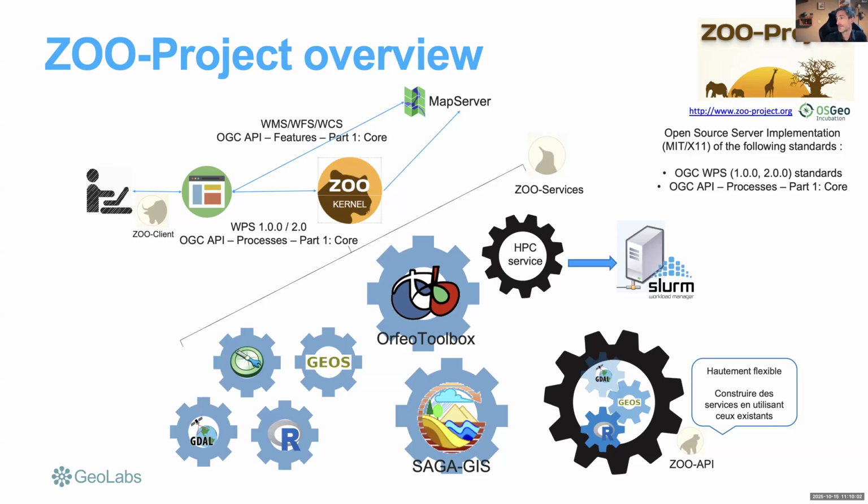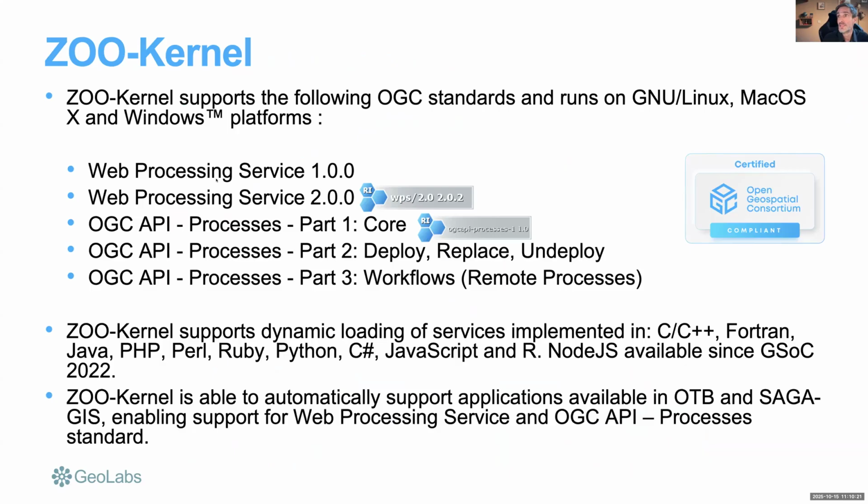So the ZOO project is an OSGeo project. It was incubated in 2014, and it is released under the MIT X11 license, and it is implementing WPS 1, 2, and OGC API Processes Part 1 Core. So actually, we do a bit more. We are also implementing the OGC API Processes Part 2 deploy, replace, and undeploy draft specifications that I will present today.